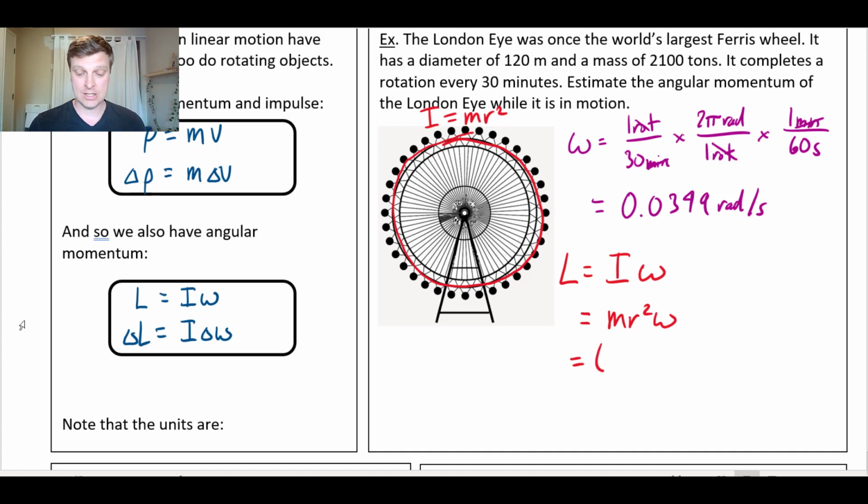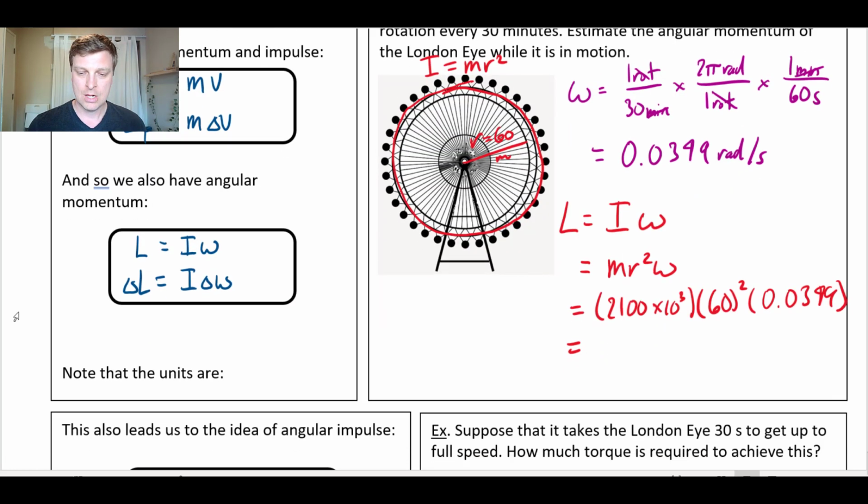Now the mass was given in tons, so 2,100 tons times 10 to the 3 would give me kilograms. And the diameter is not what I need. Instead, I need the radius. And so you can see the radius would be 60 meters. So 60 squared. And then multiply that by my angular velocity, 0.0349. And I end up with a total angular momentum of 2.64 times 10 to the 7, which is quite a bit of angular momentum, but then that makes sense. It's a big, massive structure spinning around.